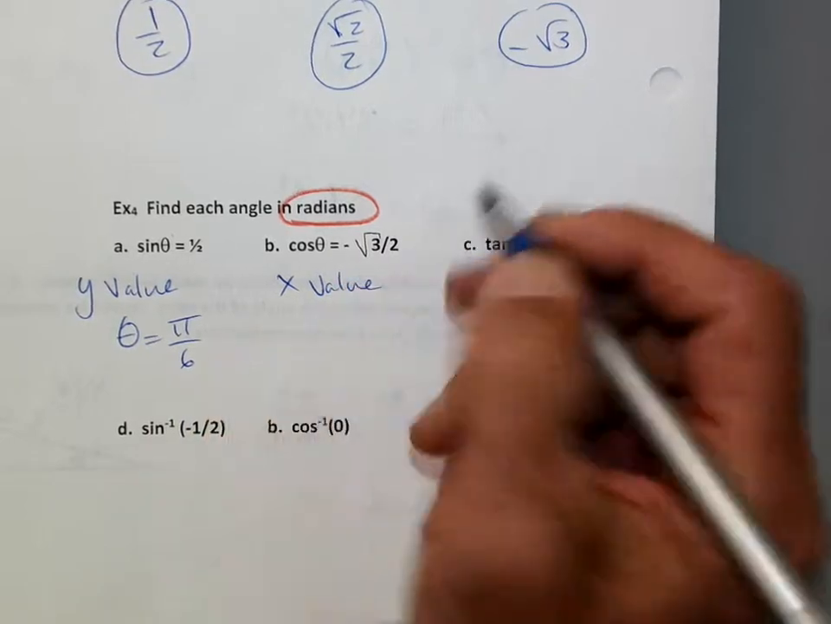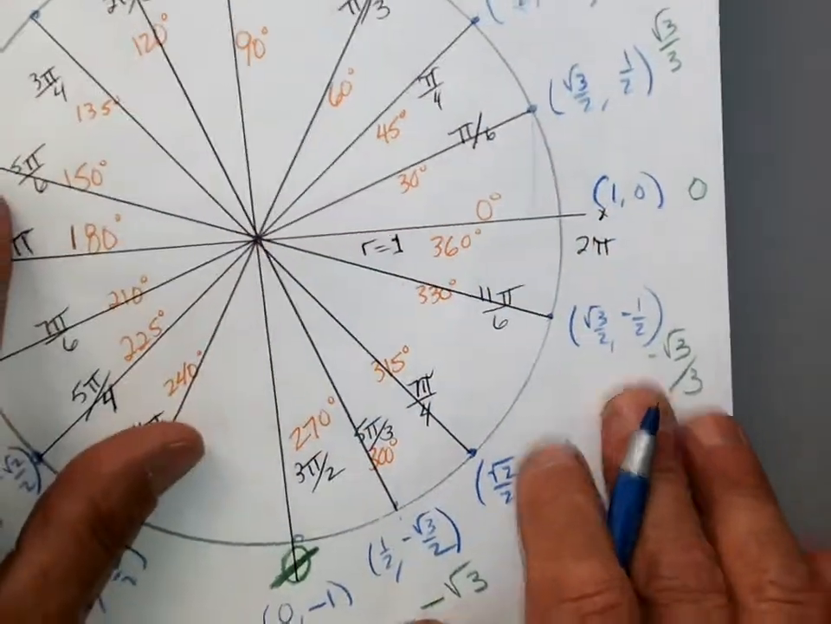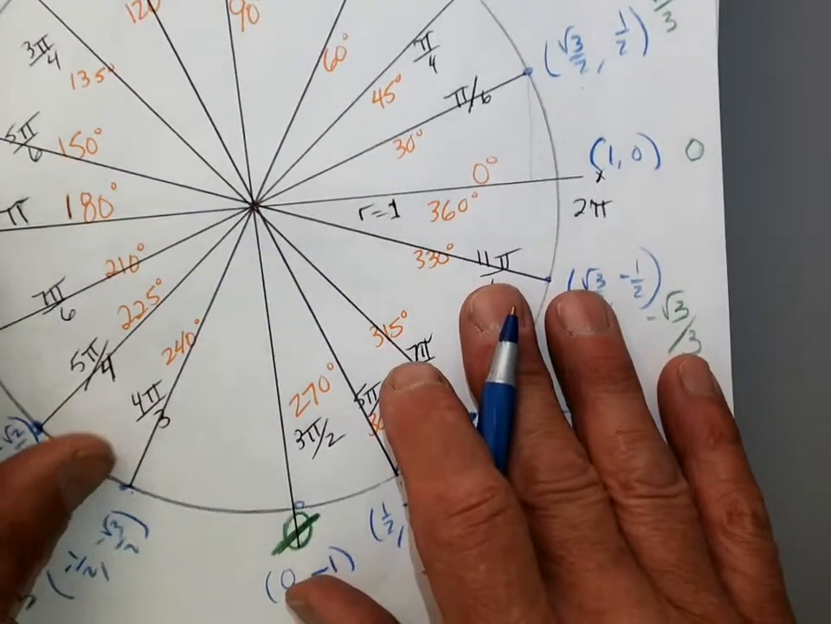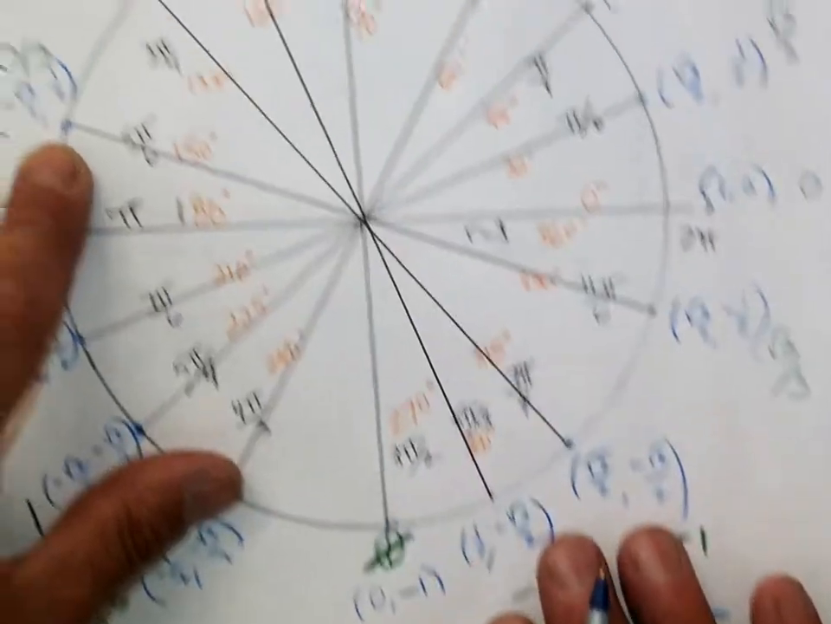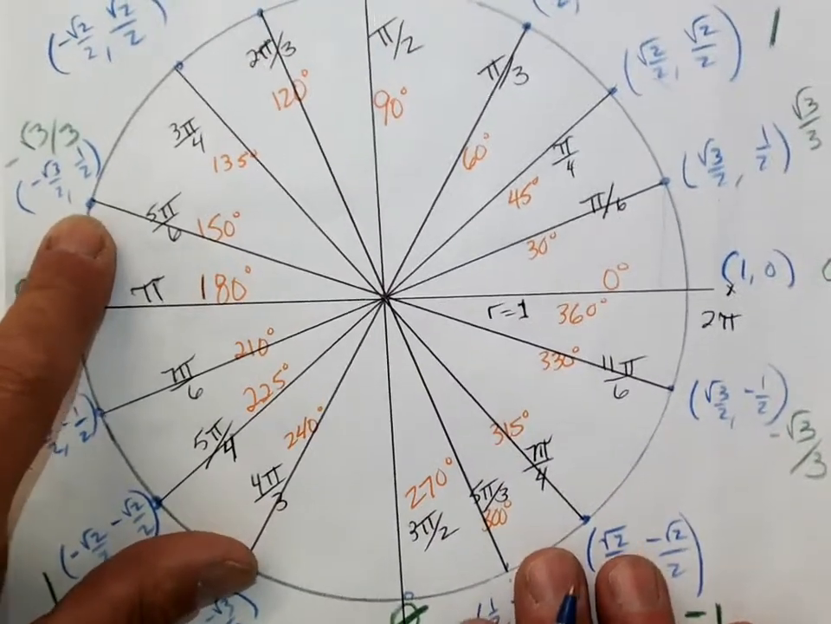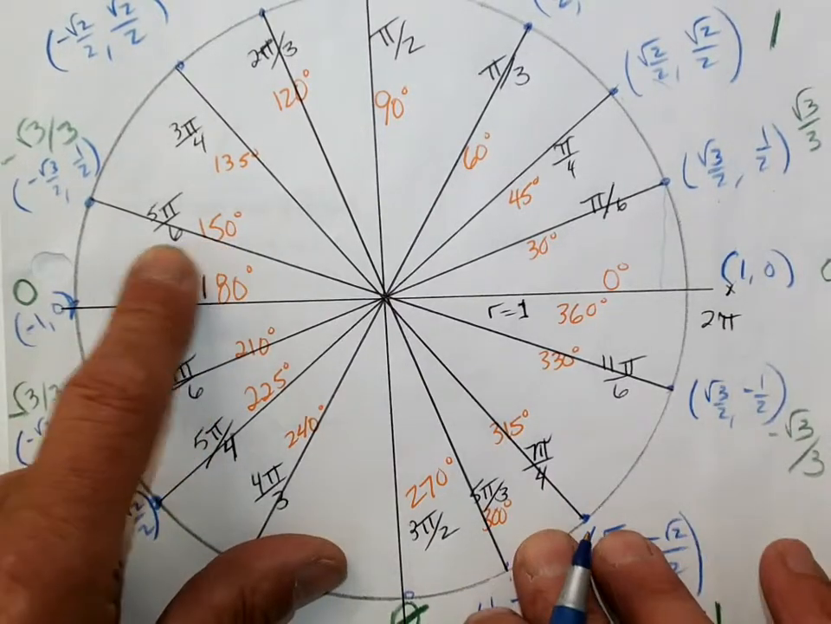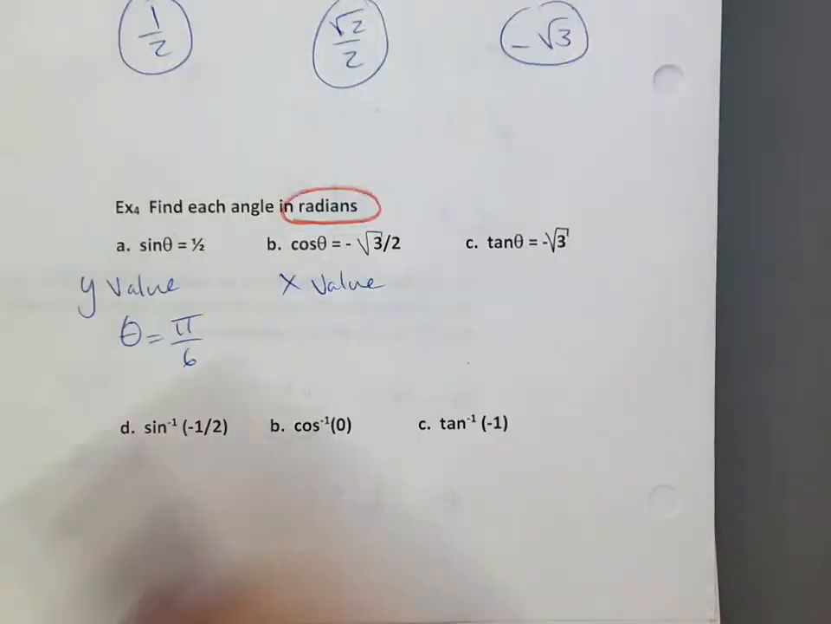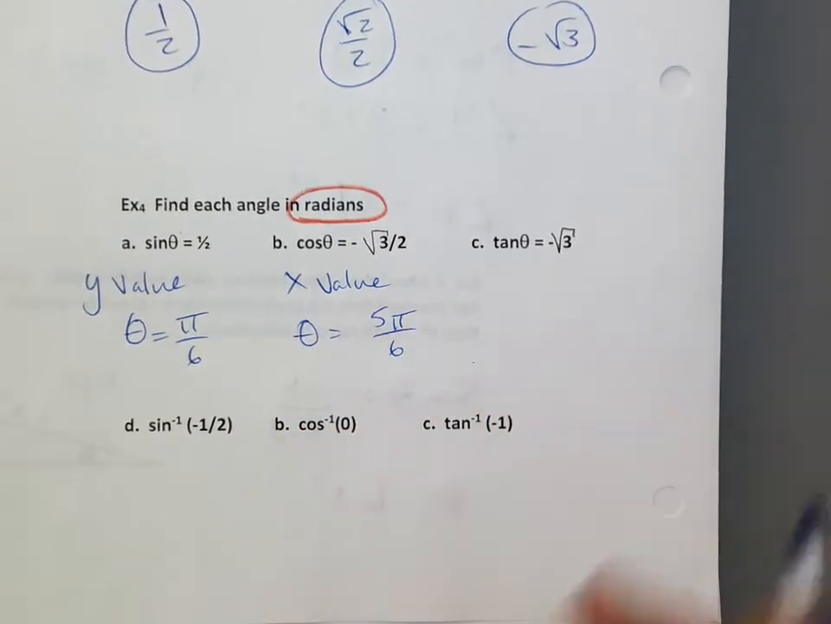Okay. Cosine, negative square root of 3 over 2, so we're looking for an x value. All right, let's see if I can find it. X value, negative square root of 3 over 2. Quadrants 1 or 2. It's got to be right, negative square root of 3 over 2, right there, right? You guys found it? Right there? So I've got it at 150 degrees, but we need it in radians, so the angle is 5 pi over 6. See how this works? So theta is 5 pi over 6, okay?